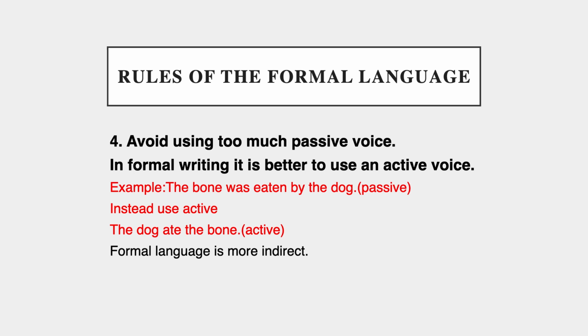Fourth rule is avoid using too much passive voice in formal writing. It is better to use active voice. Example: the bone was eaten by the dog. It is in passive voice. Instead use active voice: the dog ate the bone. We can say that formal language is more indirect.